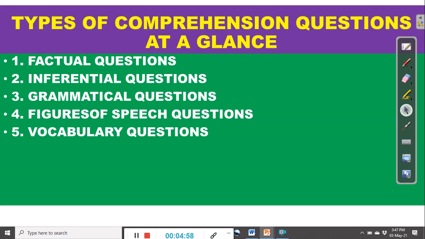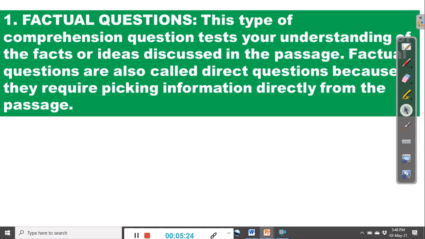Then number three, you have grammatical questions. Number four, figures of speech questions, or questions on figures of speech. Then number five, vocabulary questions. And I call vocabulary questions questions on contextual synonyms. Okay? Now, I will explain this when we come to that.